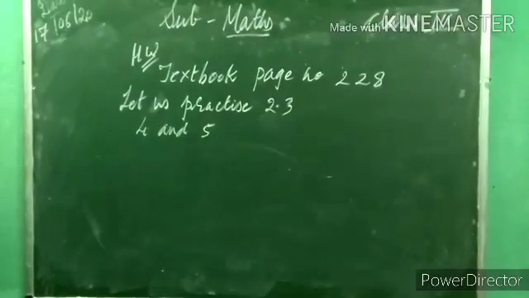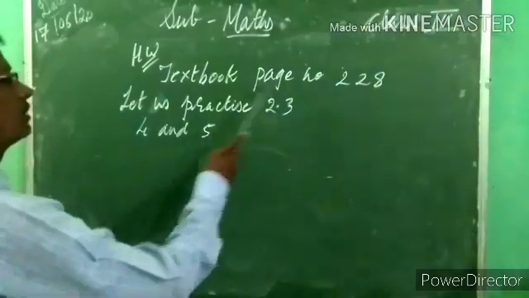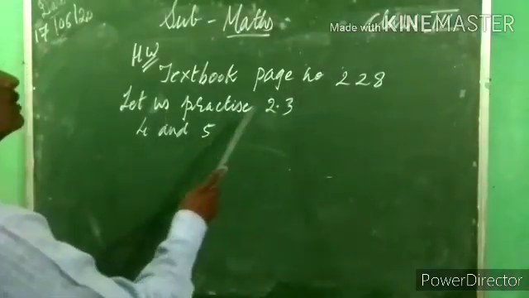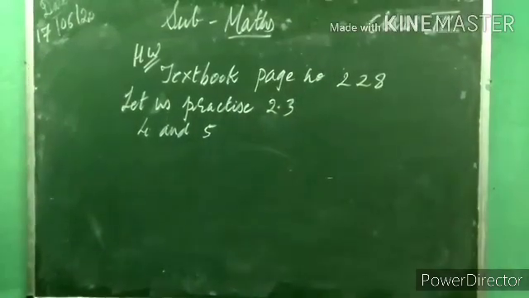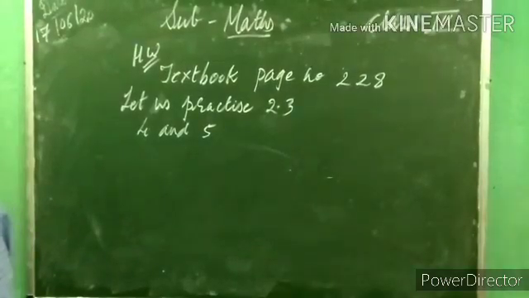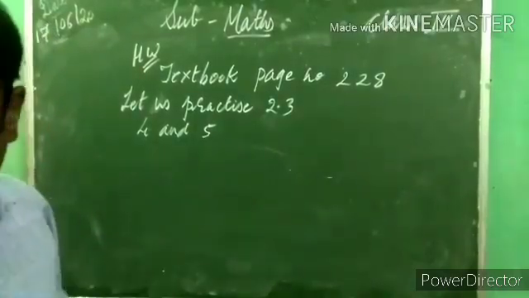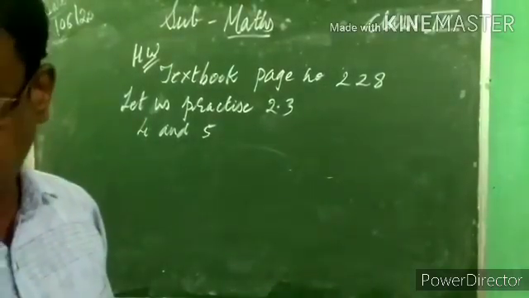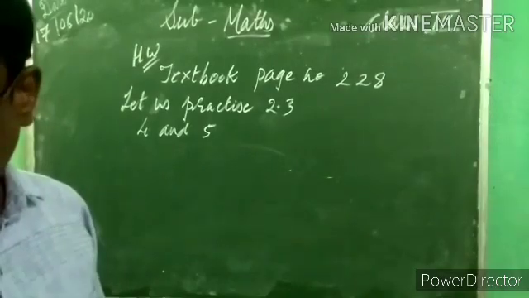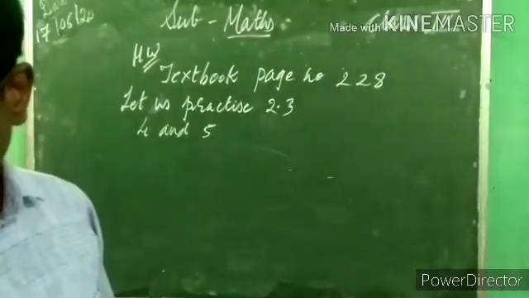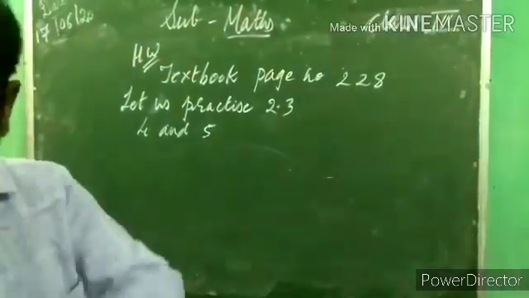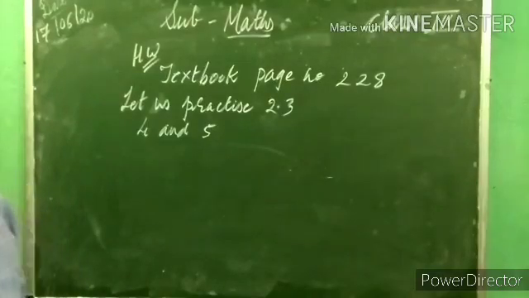Now homework. Let us practice, textbook page number 228, Let us practice 2.3. I think you have already completed the first, second and third examples. Now the fourth question, what is written there? Build the greatest and the smallest number. Repetition of digits is not allowed. The condition is given. You can't repeat the digit.